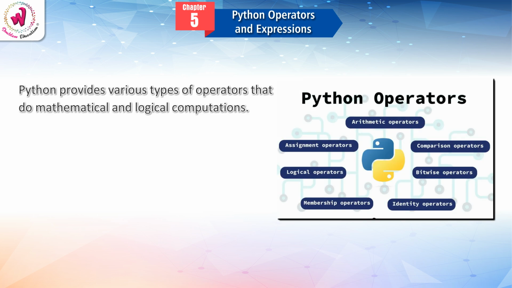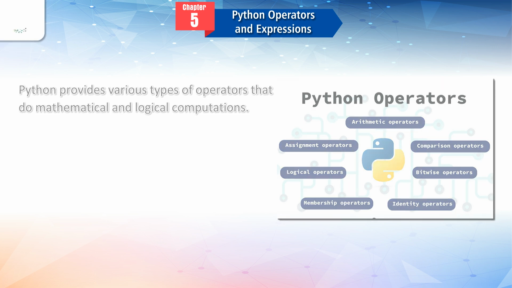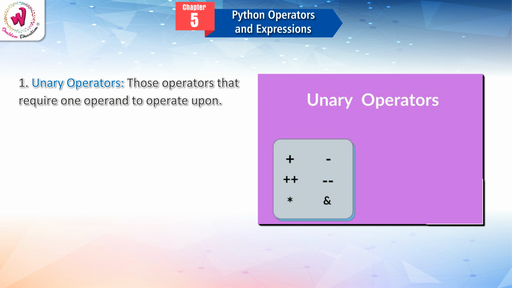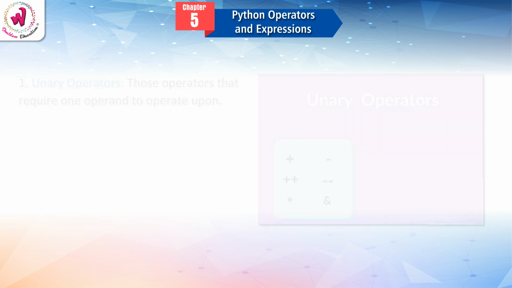Python provides various types of operators that do mathematical and logical computations. 1. Unary operators. Those operators that require one operand to operate upon. For example, unary plus, example: a = +2. Unary minus, example: a = -4.